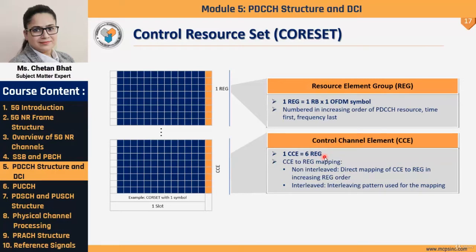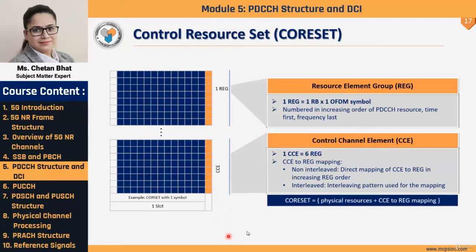So even though the concepts that we are using in 5G are similar to what we had in 4G, they are somewhat different. We have the concept of REG, which is one resource element group defined by one RB for one OFDM symbol, numbered in increasing order of the PDCCH resource. Second, we have the control channel element, which is nothing but multiples of REG. In 5G, one CCE is 6 REGs. Now a CORESET is defined as the physical resources plus the CCE to REG mapping.